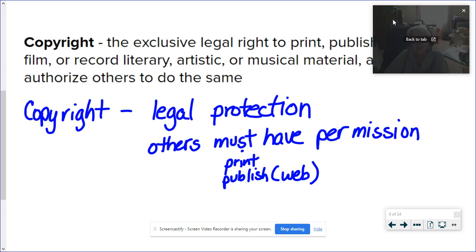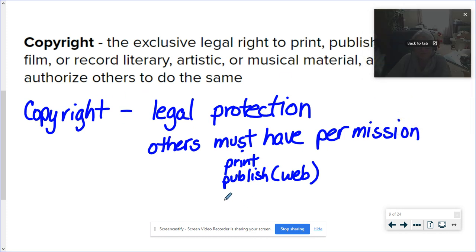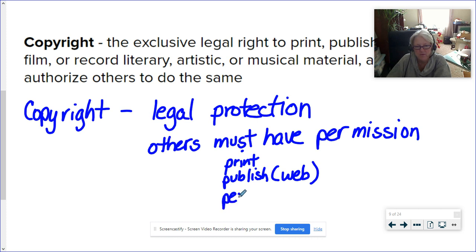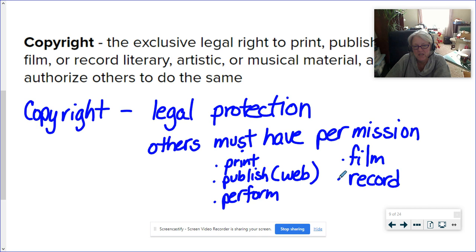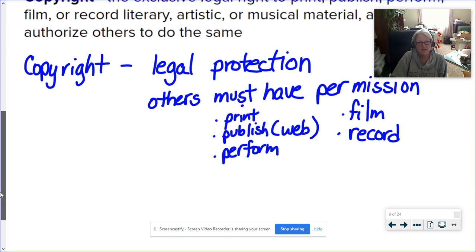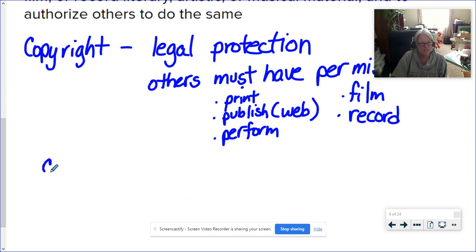Is there anything behind perform? Okay. Let's add perform. Film. So record, video it. Okay. Or record. Okay. All of these things, if something's copyrighted, you have to get permission in order to print, publish, perform, film, or record it. Okay. Now that gets kind of dicey. First, before we go any farther, let's make sure we understand.